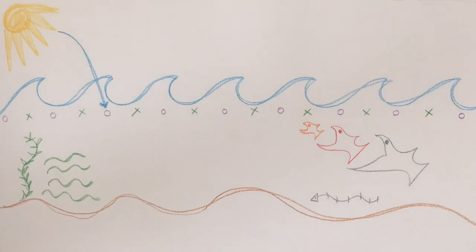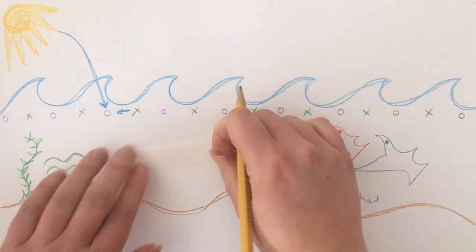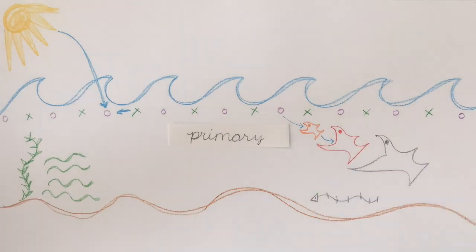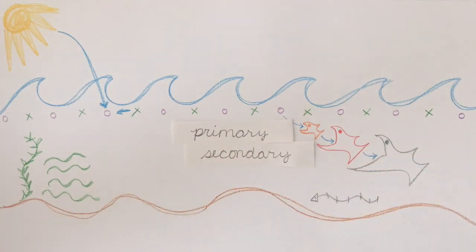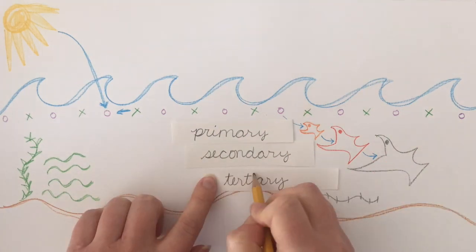The sun provides for the phytoplankton. They need sun to make their food. The first consumer feeds on this plankton. The secondary consumer feeds on that primary consumer. And then the tertiary feeds on the secondary consumer.